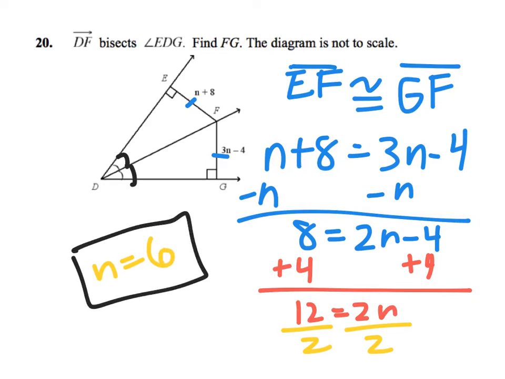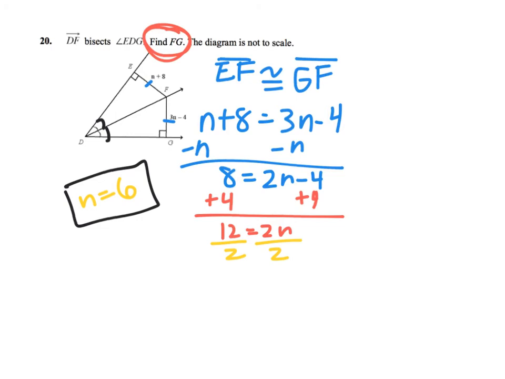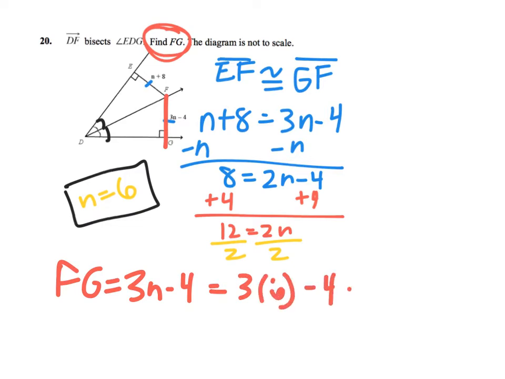Actually, just kidding, I wish it was my final answer, but notice my question says find FG. So I have to take that value and plug it back into FG. I'm going to give myself a little more space. So for that one, I'm going to do FG equals 3n minus 4, because we're looking for this length here, which is going to be 3 times 6 minus 4, which is 18 minus 4, which is in fact 14. And that is my final answer for number 20.